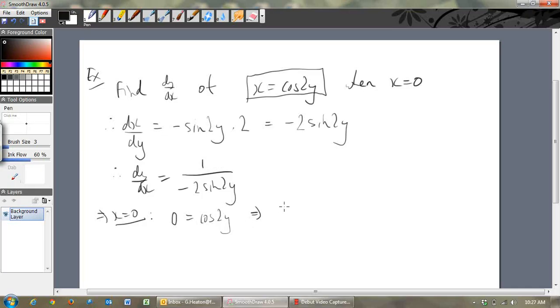Therefore 2y is equal to cos inverse of 0. Where is cos equal to 0? Cos is equal to 0 up here and down here. Okay, and so therefore 2y is equal to negative pi on 2 or pi on 2. So we've got two values of y here.